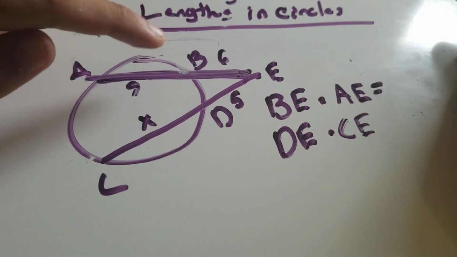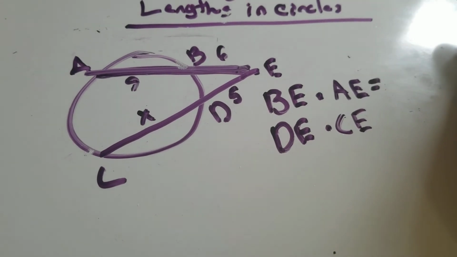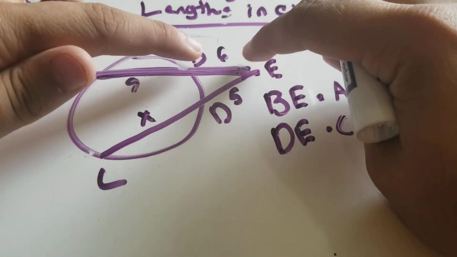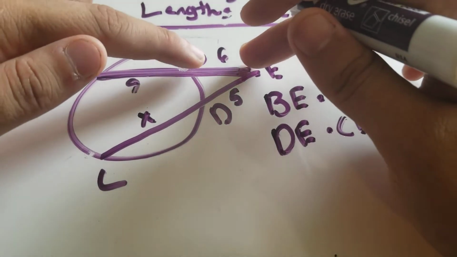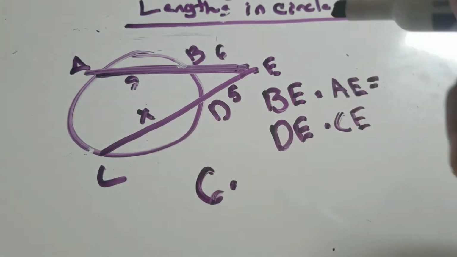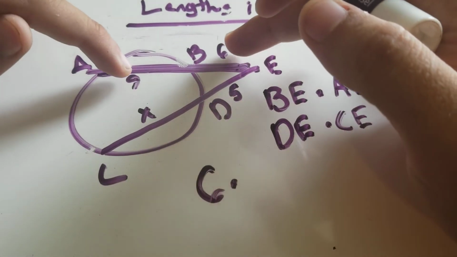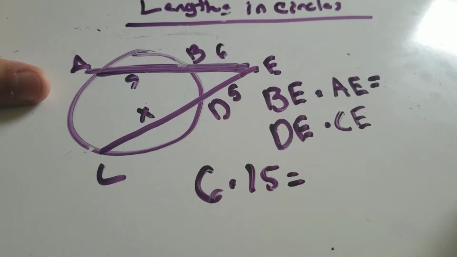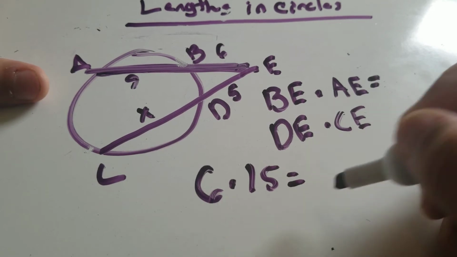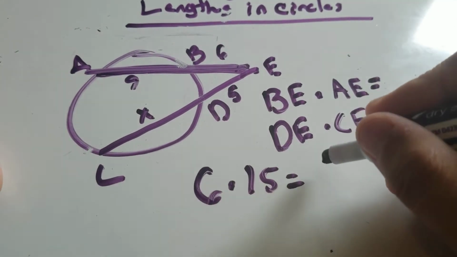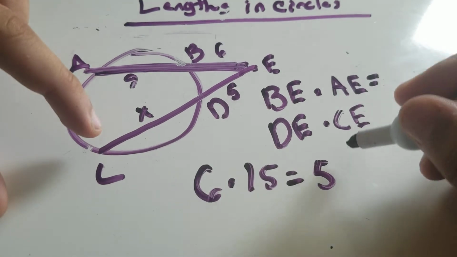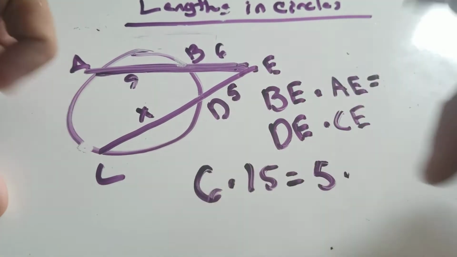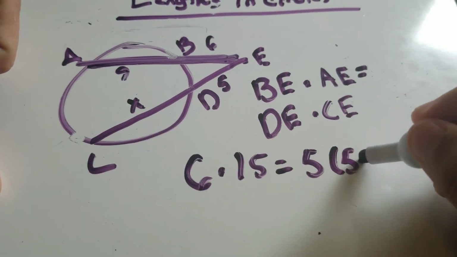So we have 9, 6, x, and 5. How do we do this? Well, we have the outside piece times the whole piece. So the outside piece is just 6, times the whole piece, which is the sum of this, 9 plus 6, 15. Okay? Equals the outside piece, which is 5, times the whole piece. Now look at this. I don't know what the whole piece is, so I have to write it as 5 plus x.